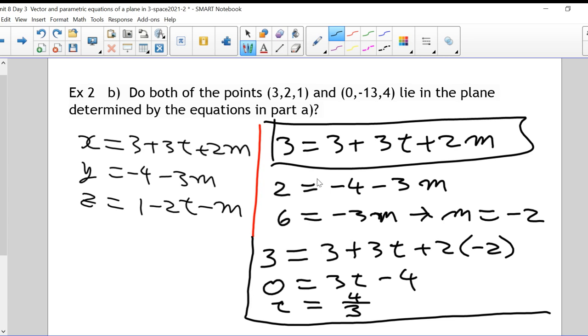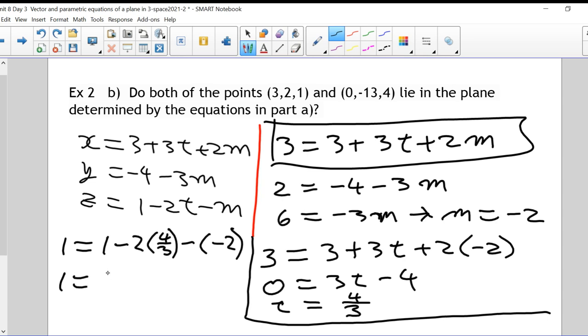But does it work for the point z? Point z is 1. So we're going to put 1 in now and see what happens. So 1 is equal to 1 minus 2 times the t value, which we said was 4 over 3, plus the, minus the m value, which we said was minus 2. And this isn't looking very promising right now, right? If you are following along with me. This side will need to be equal to 1.